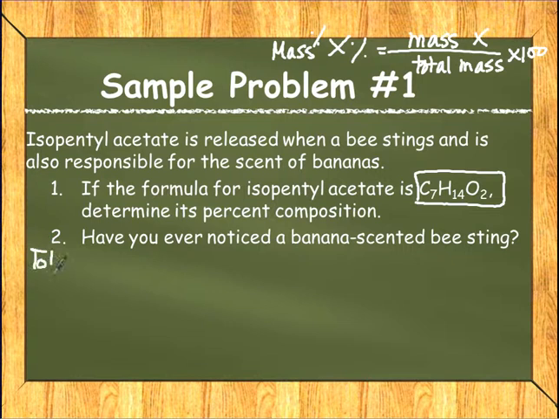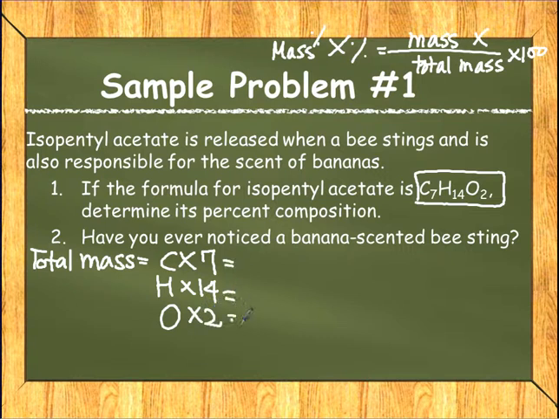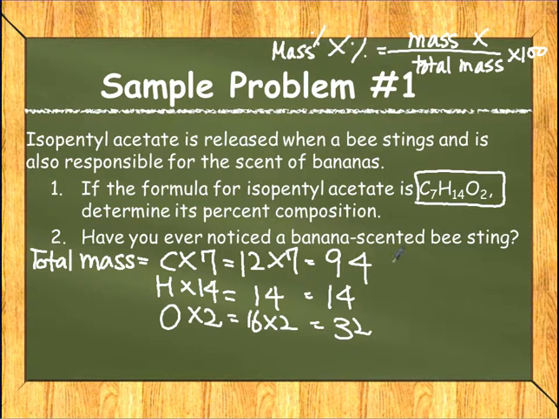So total mass is equal to C times 7, H times 14, O times 2. I'm just going to look these up on the periodic table. Carbon is 12, so 7 times 12 is 84. Hydrogen is 14 times 1, which is 14. Oxygen has a mass of 16 times 2 of them. So 84 grams, 14 grams, and 32 grams.